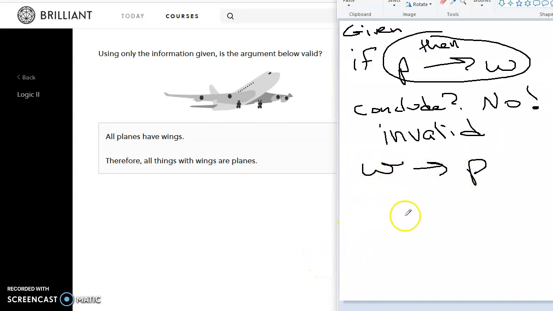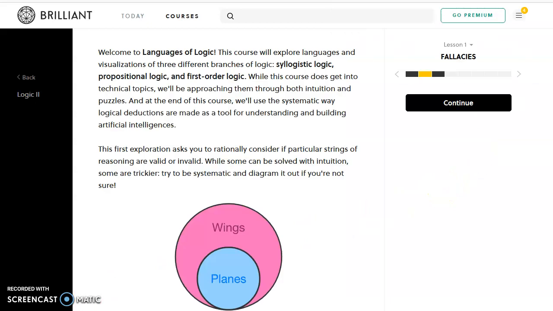All right, so the truth value versus the valid or invalid conclusion are two different things. An explanation of the language of logic: the idea of making a statement that all planes lie inside the category of things with wings does not imply that all things with wings are planes. Planes doesn't fill the entire wings circle. These out in this pink area would be, for example, birds. We're going to learn some more ideas behind this logic stuff.